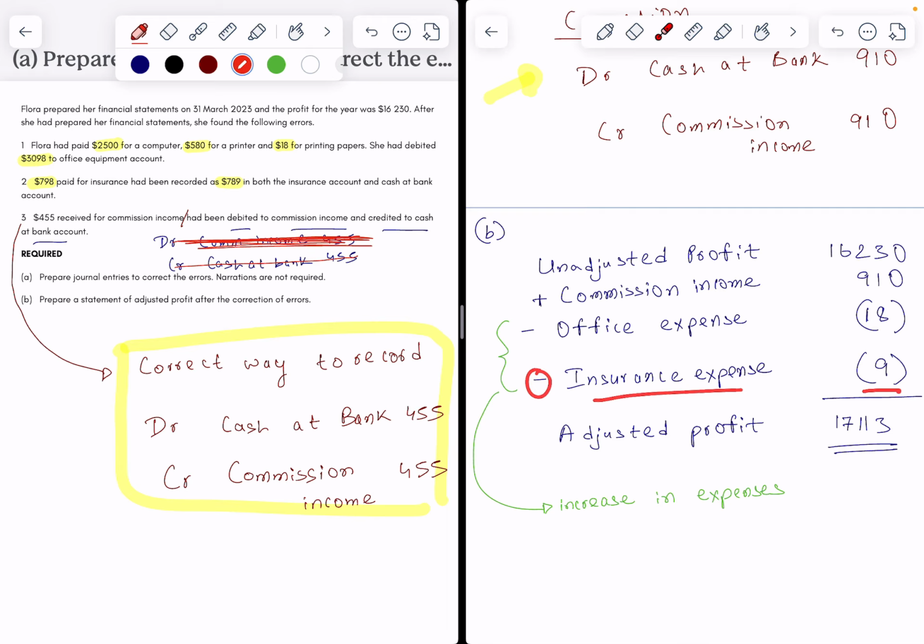So that leaves us with an adjusted profit post correction of all errors, and that amount is $17,113. All right. So that's all for today's lesson.